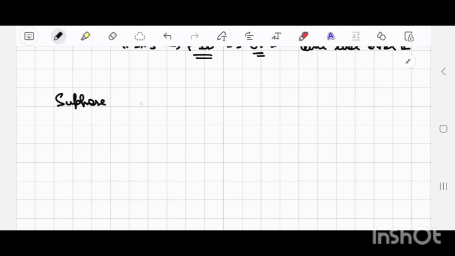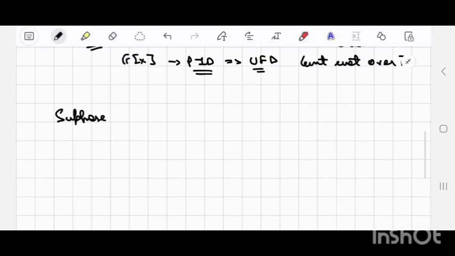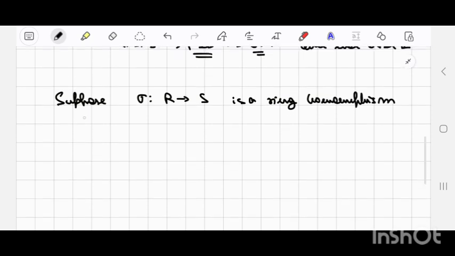Suppose sigma is a map from R to S, both are rings, and sigma is a ring homomorphism. Now consider the map.